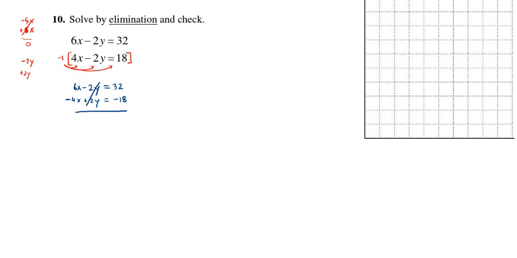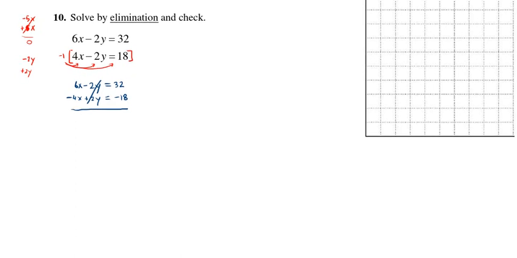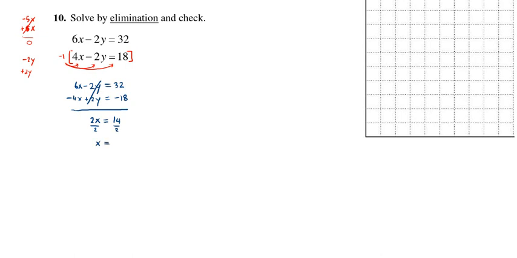Combining the x's, we have 6x minus 4x. So it's simply 6 minus 4, that is 2x. And on the other side, 32 minus 18, and that is equal to 14. The final step, solve for x, so we need to divide by 2 on both sides. And so x is equal to 7.